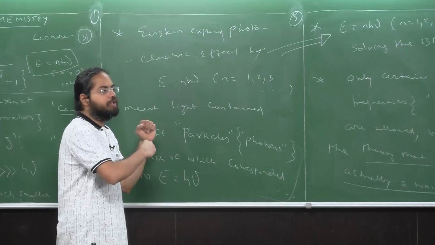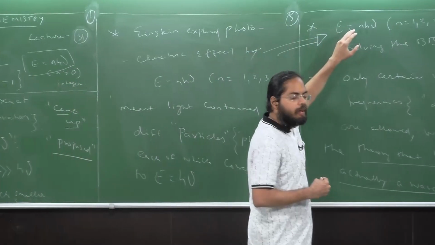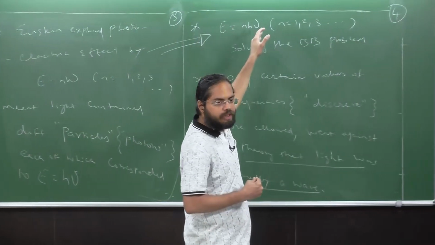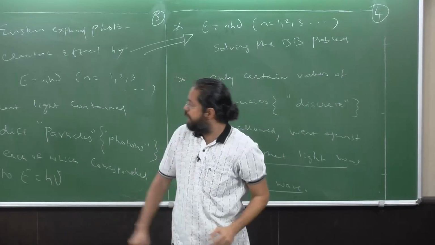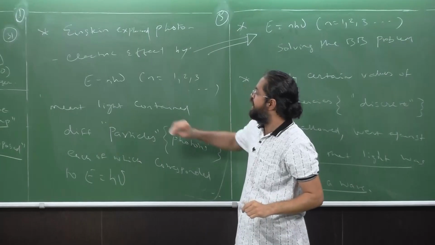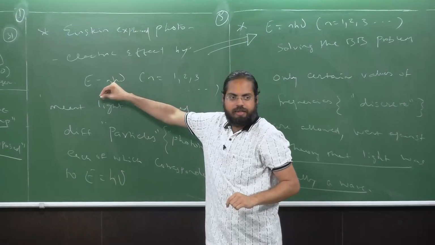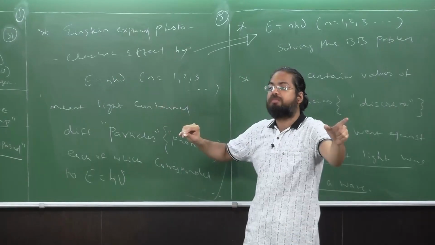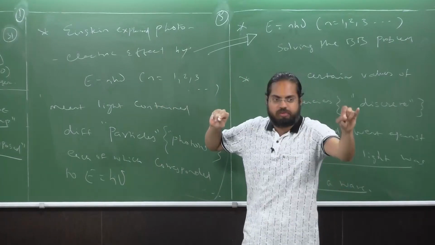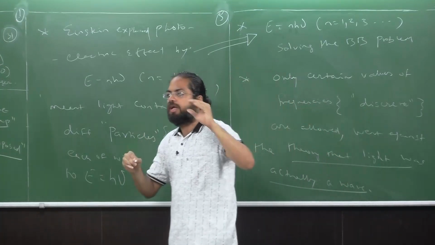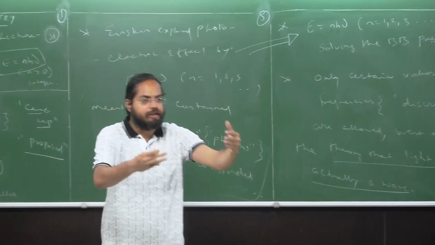So the interpretation of Max Planck's expression to solve the black body problem came from Einstein, and he said that each of these n values corresponds to a number of something. That's why it's a non-zero number. It's an integer, the number of something, right? The number of particles.